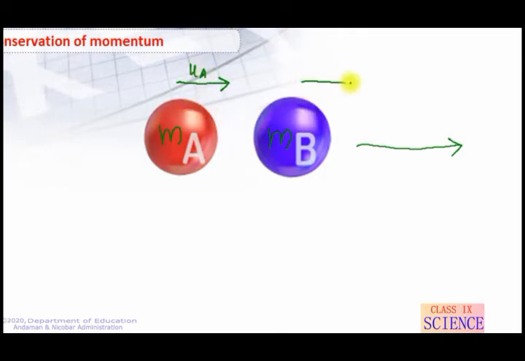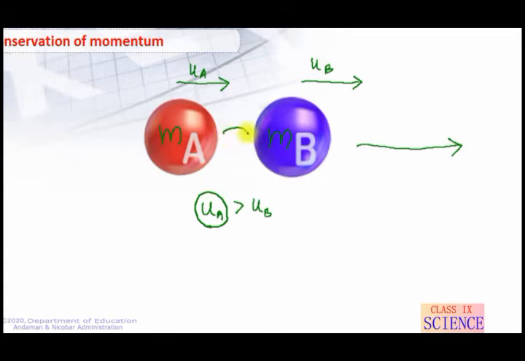Similarly, ball B is also moving with an initial velocity, here we take it as uB, and both the balls are moving in the same direction. Let us suppose the initial velocity of ball A is greater than the initial velocity of ball B. When these balls are in motion, after traveling a certain distance, what will happen? Since the velocity of ball A is greater, after traveling a certain distance, ball A will collide with ball B.